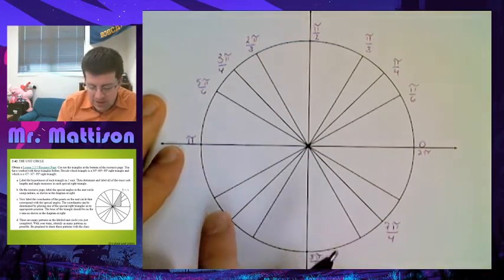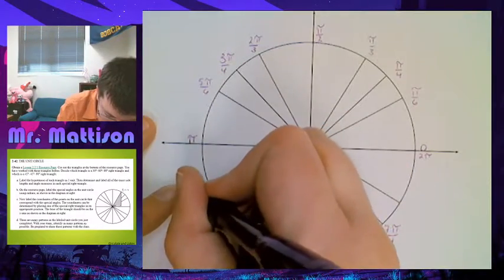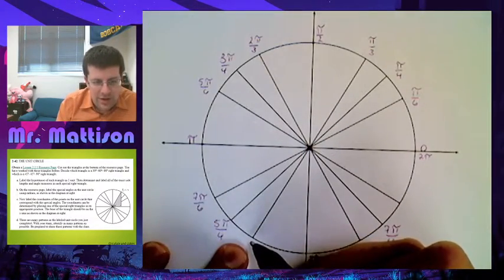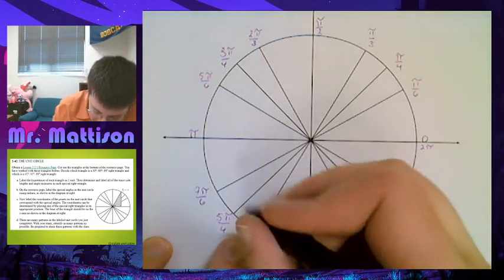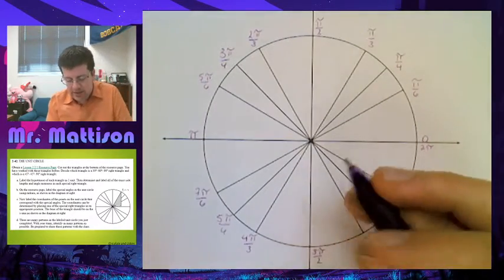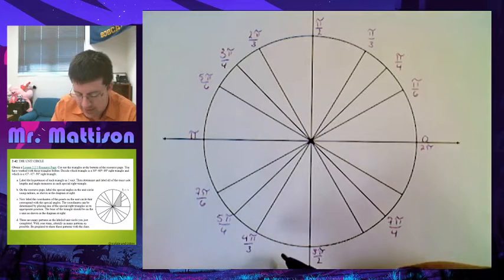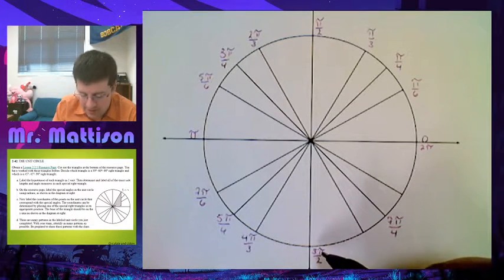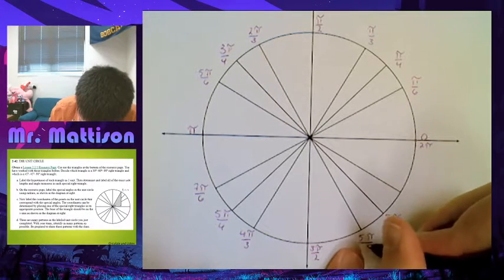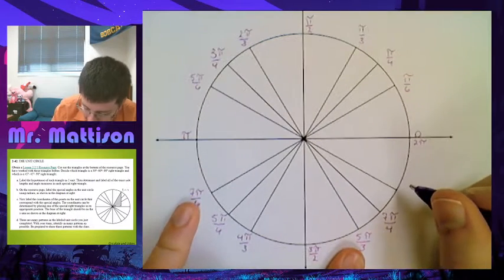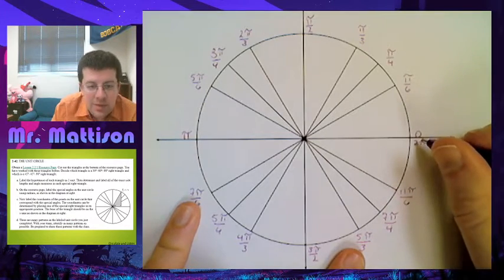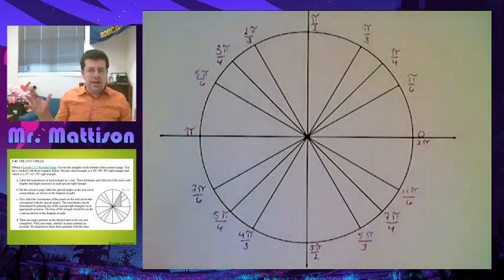6/6 is pi. 7/6 would be 7 pi over 6. Then another sixth would be 8 pi over 6, which reduces to 4 pi over 3. And then 9 sixths would be 3 halves. 10 sixths would be 5 pi over 3. And then 11 sixths. And then finally, 12 sixths would be 2 pi. So there's all of my angles in radians.